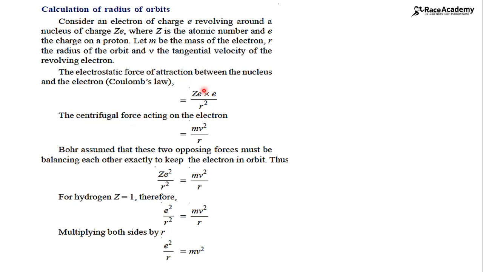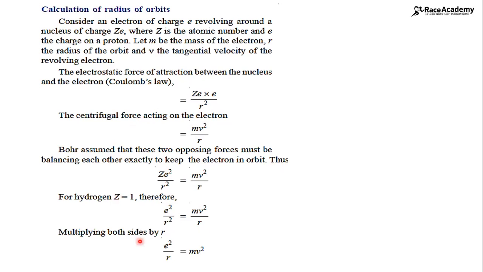Actually both are the same for the electron to stay safe in the atom. That means when an electron is stable, then both these will be equal. So Bohr assumed that these two opposing forces must balance each other exactly to keep the electron in orbit. For hydrogen, if you consider Z is 1, then e square by r square equals mv square by r.